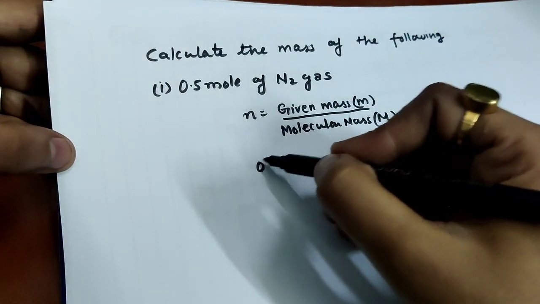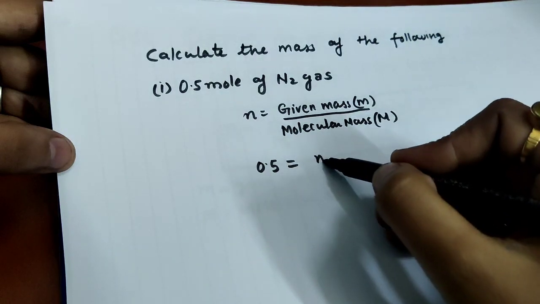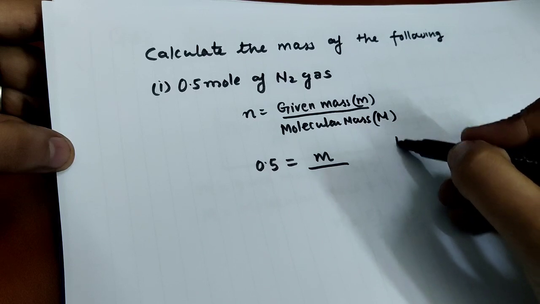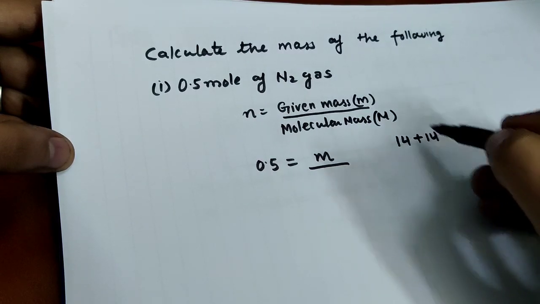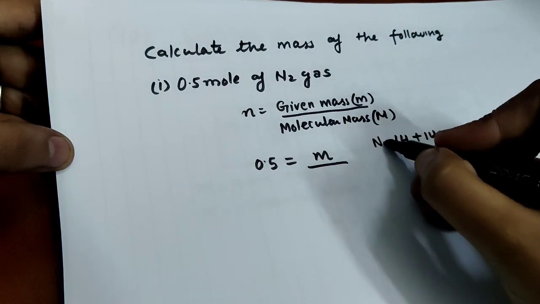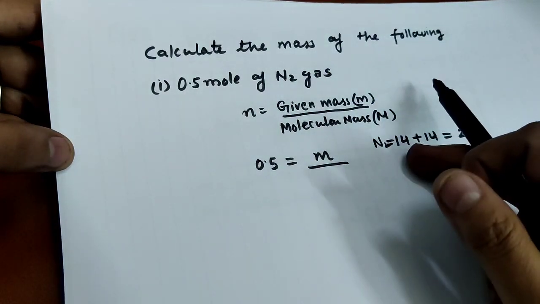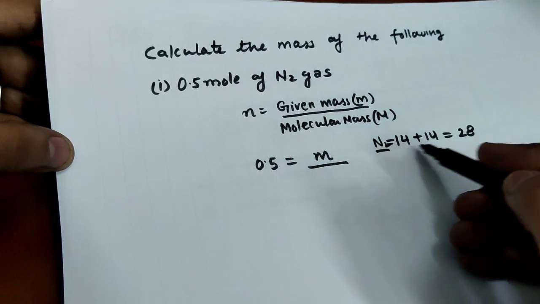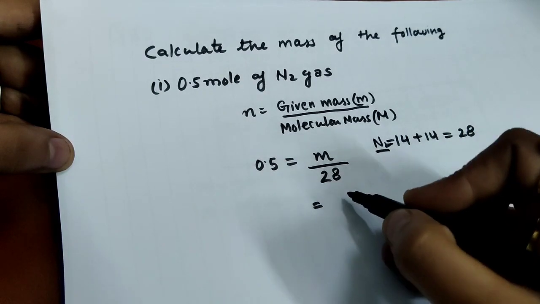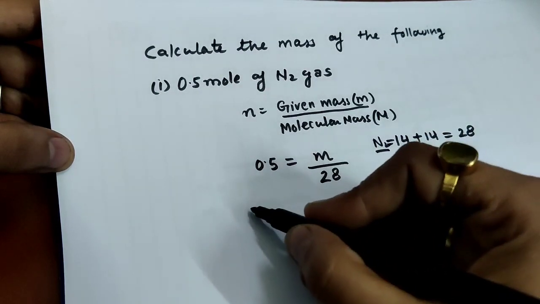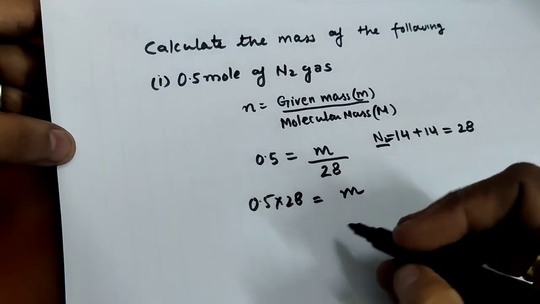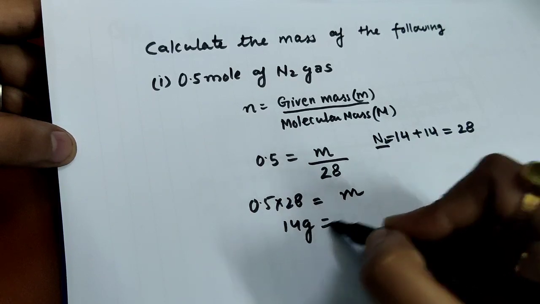n is equal to 0.5, given mass is what we have to calculate, and in case of N2 gas, nitrogen has atomic mass 14, so there are two atoms of nitrogen, so the answer will be 28. If it is just a nitrogen atom, then it will be 14, but since it is N2 here, we will first calculate its molecular mass. So 28. Now 0.5 into 28 we get the mass, which comes out to be 14 gram here.